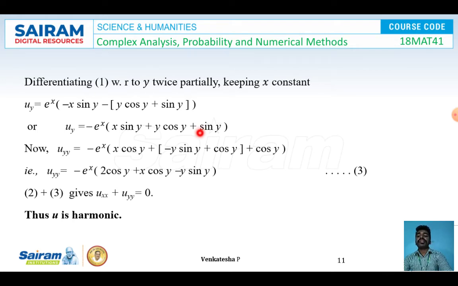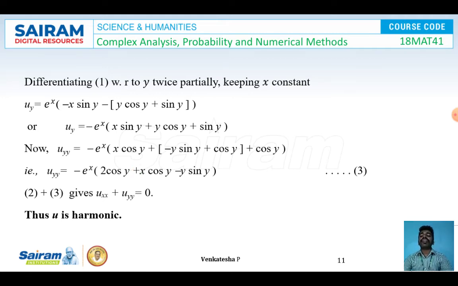Now differentiating this equation again with respect to y, I got u double y is equal to, same again, keeping minus e power x constant as it is, differentiating sin y, I got cos y, keeping x as it is. Here I am going to use the product rule. First, keeping y as it is, derivative of cos y is minus sin y, plus cos y keeping as it is, y will become 1, and derivative of sin y is cos y. So I got simply the equation u double y is equal to minus e power x [2 cos y plus x cos y minus y sin y].